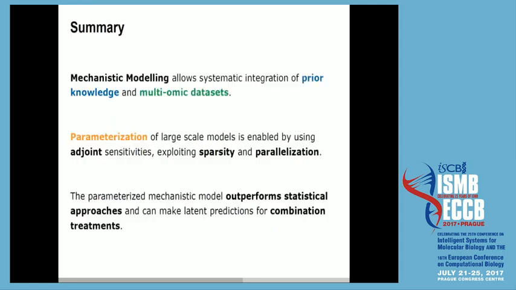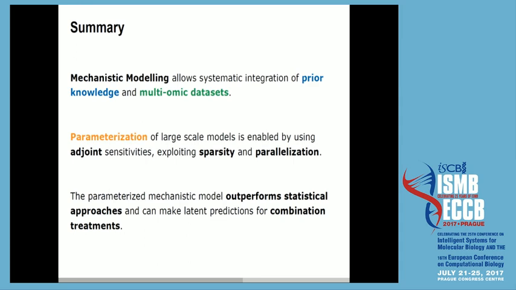And with this, I want to come to the end of my presentation, and to sum everything up, what I wanted to show you today is that mechanistic modeling really allows the systematic integration of prior knowledge as well as of multi-omic data sets. For this particular application, we looked at sequencing data as well as transcriptomic and phenomic data, but we're also working on proteomic and phosphoproteomic data now, and that the parameterization of these large-scale models is really only possible if you use a combination of adjoint sensitivities, exploit the sparsity of the system, and use parallelization.